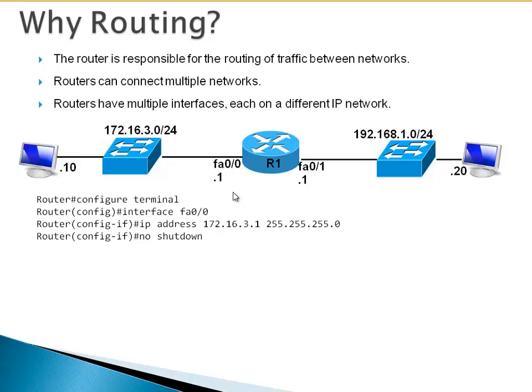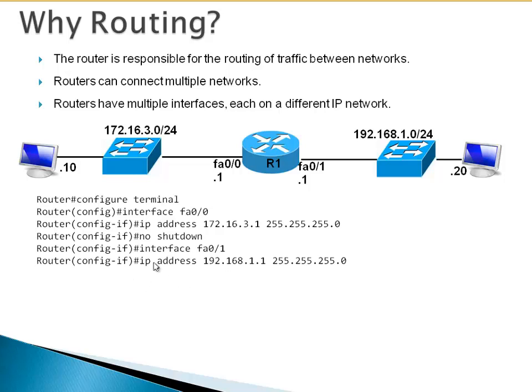After we have done that interface, we have to move to the second interface, FastEthernet 0/1, by typing interface FA0/1. Then once we are inside that interface, have a look at the prompt. We see the prompt as config-if, and then ip address 192.168.1.1, the given address, and the subnet mask 255.255.255.0. So we are configuring this interface. Again, we have to do no shutdown to bring up the interface.